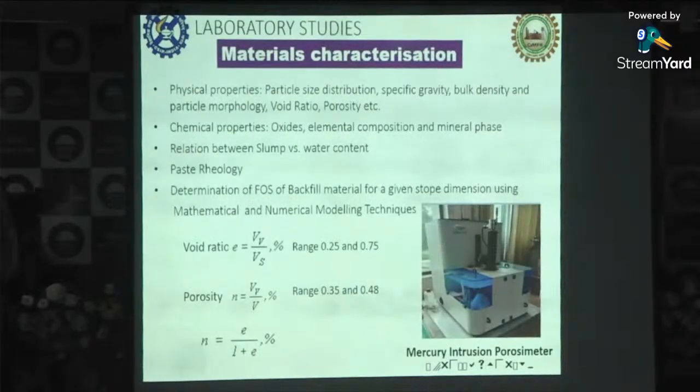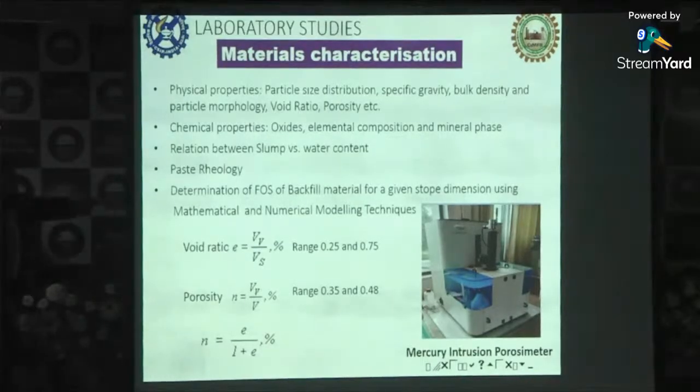Now, physical properties, as I told you: particle size distribution, specific gravity, bulk density, and particle morphology. This is done by SEM analysis. Then void ratio and porosity. The relation between slump and water content we find out. Then paste rheology from the rheometer, to find out the yield stress.